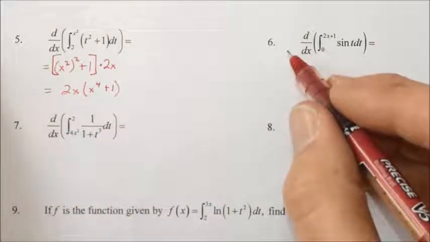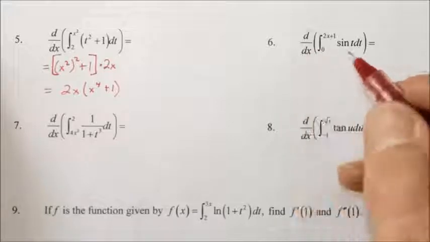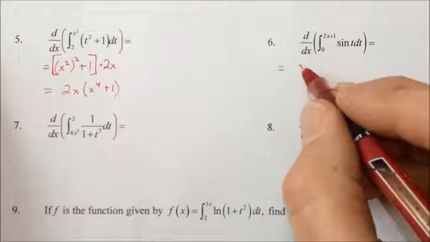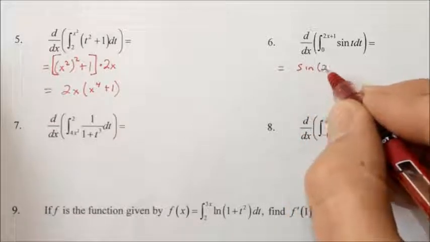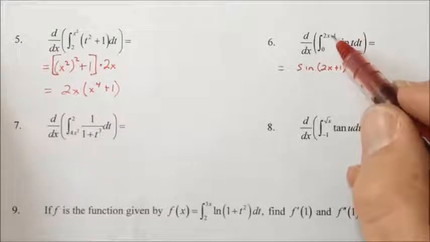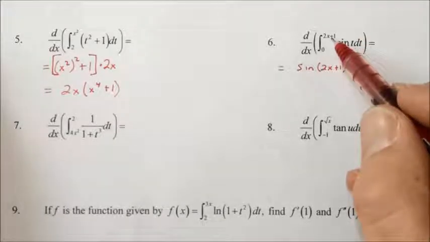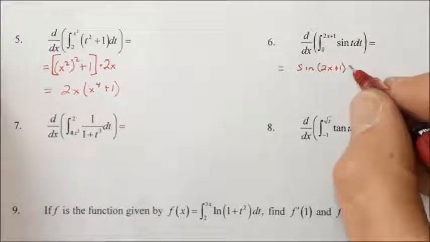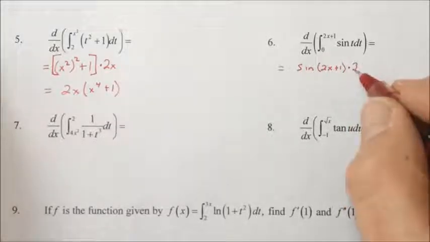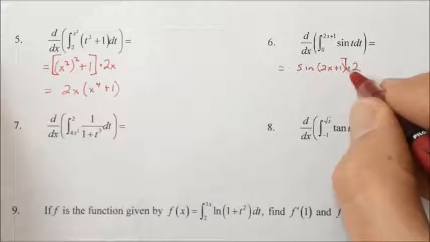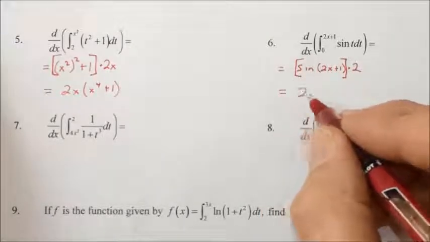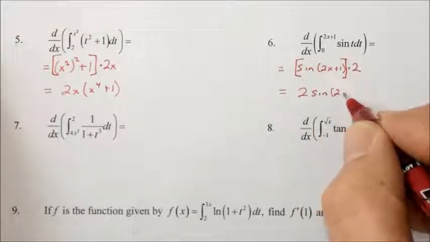With number 6, we're going to do something very similar. We're going to put 2x plus 1 in for t. So we have the sine of the quantity 2x plus 1. But again, our upper bound, our inner function, is something more than just x. So we need to multiply this by its derivative, which is 2. Keep in mind that the 2 belongs to the whole thing, not just 2x plus 1. So another way to write this would be twice the sine of 2x plus 1.